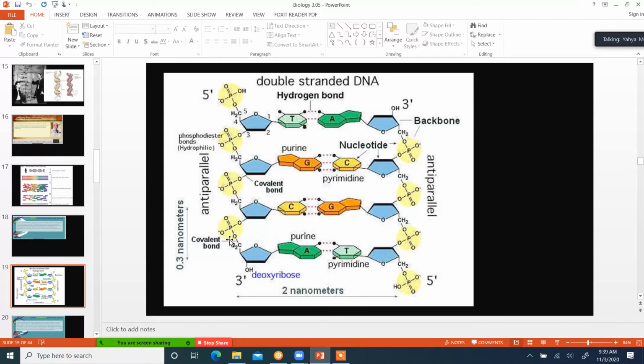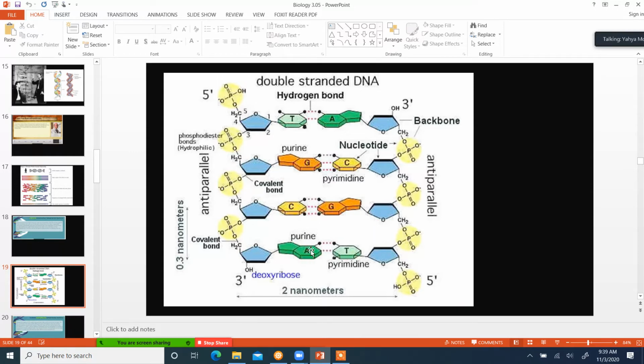So these three together: the phosphate, the sugar, and the nitrogenous base. This combination is called a nucleotide. Wait, okay, brother, what about the hydrogen bond? Isn't the pair for A supposed to be U? No, U is for RNA.